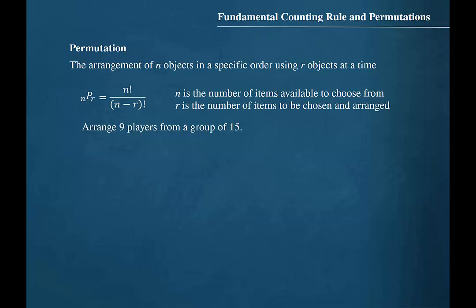Designing a batting order is basically an arrangement of 15 objects taken 9 at a time. We are to arrange 9 players from a group of 15. n, the number of items to choose from, is 15. r, the number of items chosen and arranged, is 9.